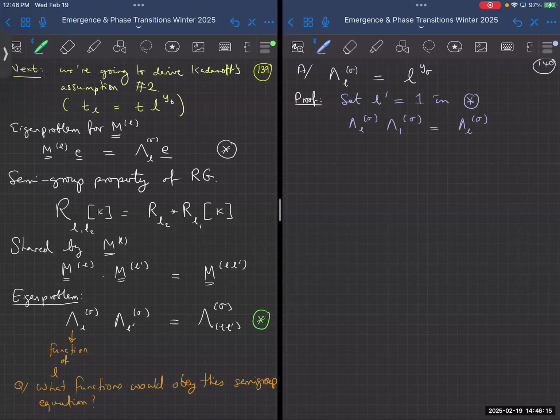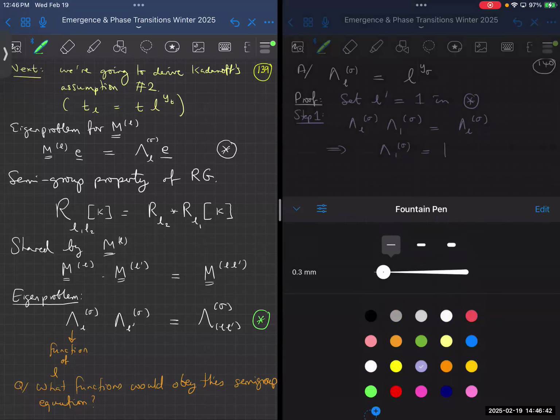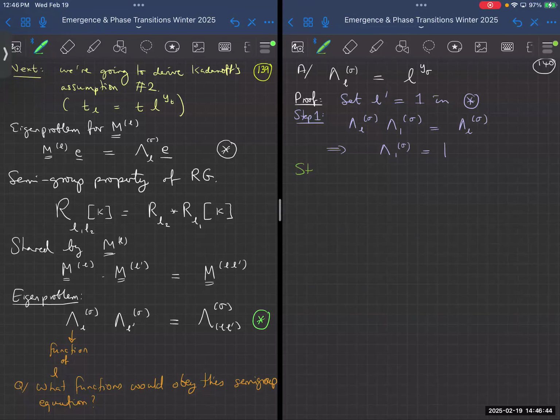Okay, so that then tells me that either the lambda is all 0, which is not the case, or that lambda 1 of sigma is equal to 1. So when L is equal to 1, when I've done actually no coarse graining whatsoever, the eigenvalues are just 1. So that's a kind of boundary condition. So that's step 1. Okay, can anybody see how you might do step 2? What you might do next?